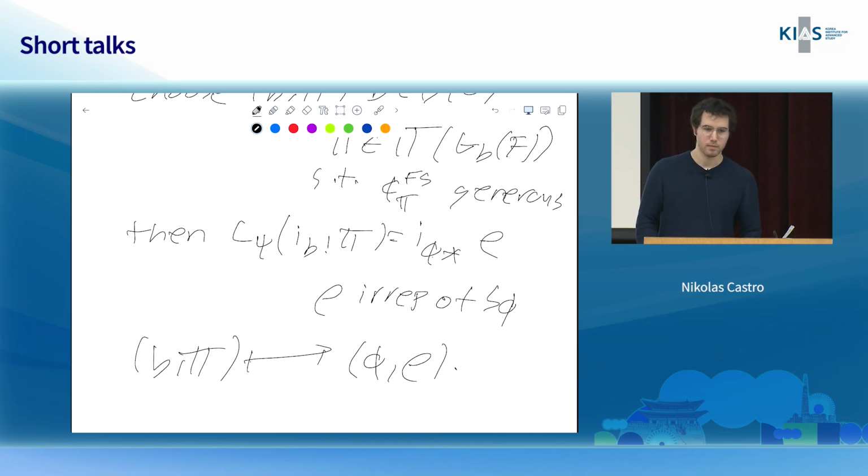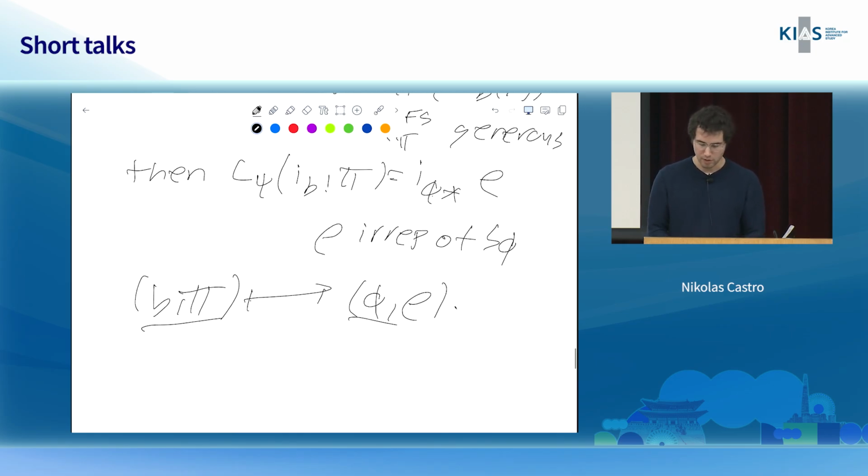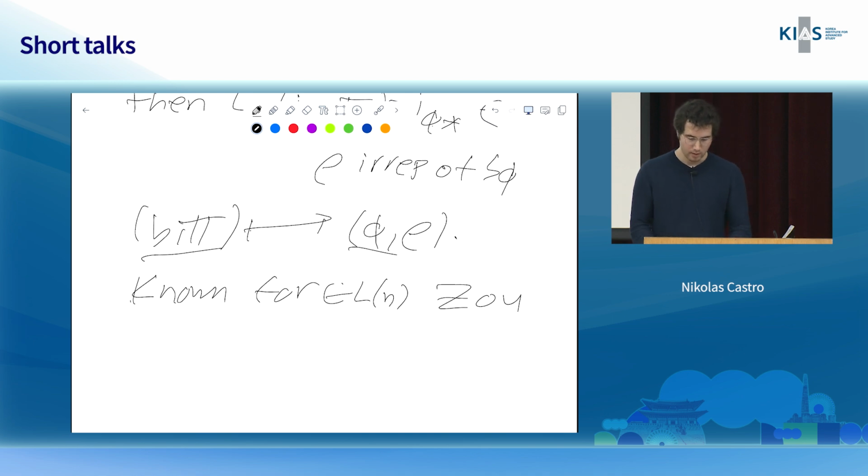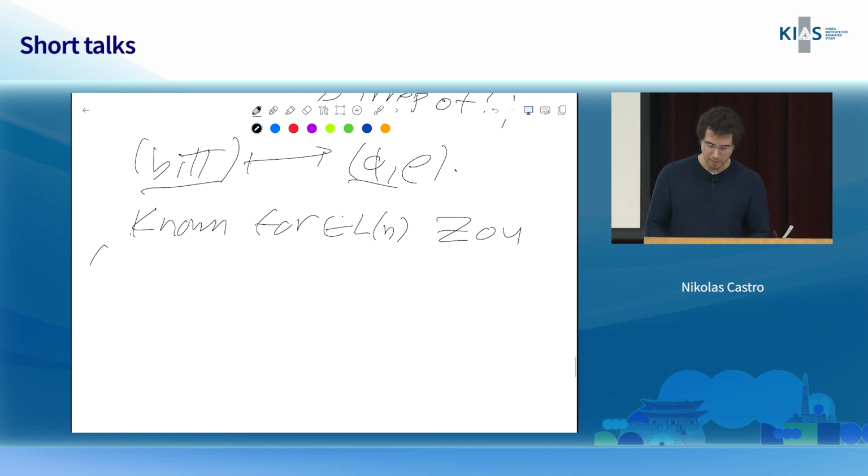Exactly the same notation as Alexander was using yesterday, right? Yes, yes. So over the generous parameters, we should have sort of a nice correspondence of skyscrapers like this, and this is actually known for GLN by work of Conrad and Zoe. Okay, so then the natural next question is to understand what should happen at generic parameters. So that will be kind of the main focus of my talk.